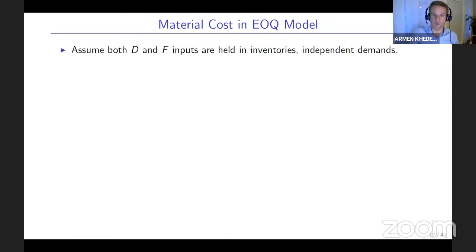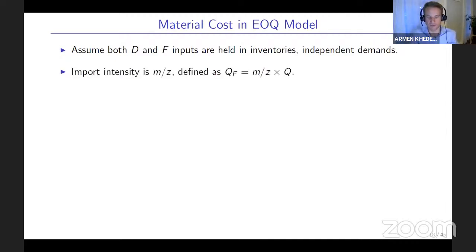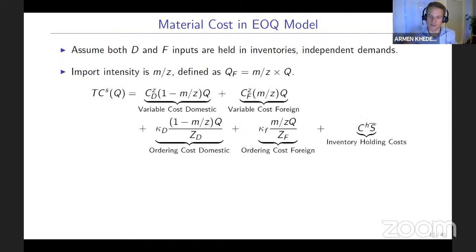So as I said, we can use this model in order to write down an expression of the material cost. And for that purpose, we will distinguish 2 inputs whose demand is independent, a good that is called D for domestic and F for foreign. And we will also fix the amount it purchases from abroad to be constant and denoted by this NZ term. So the total cost that the firm is paying is going to be defined by the following components.